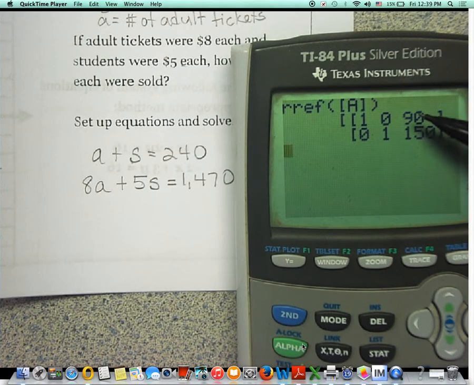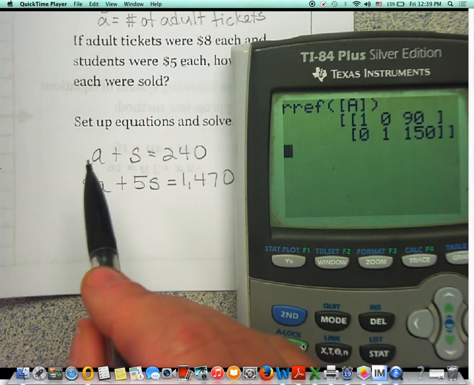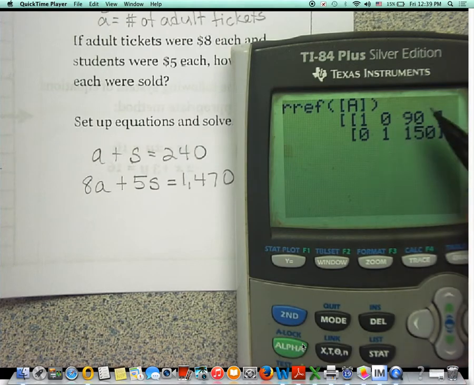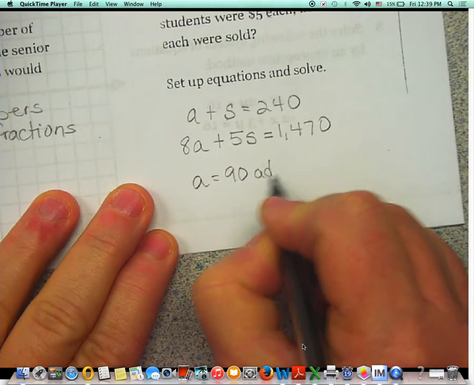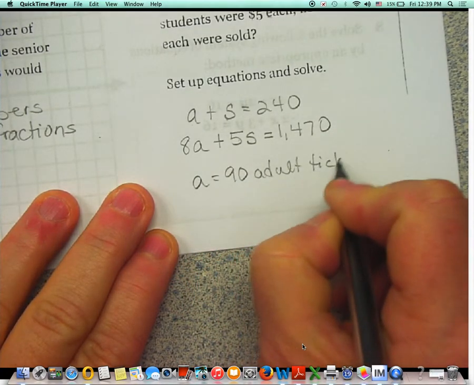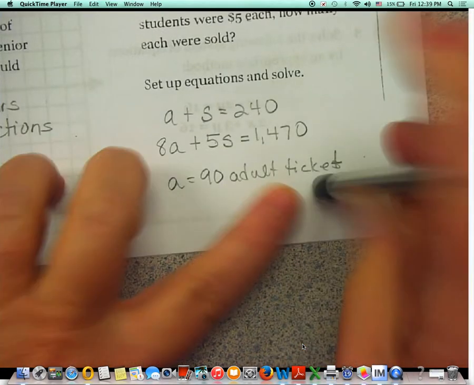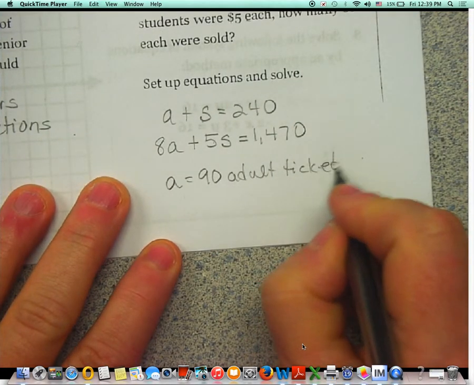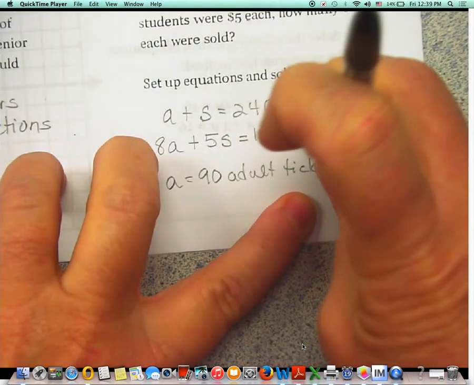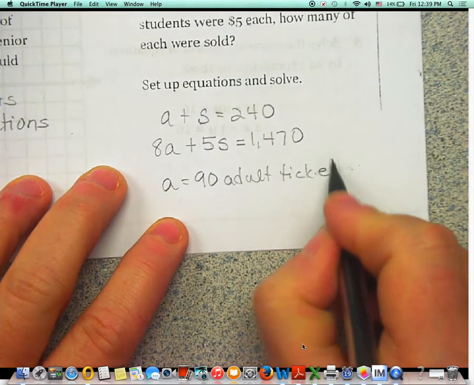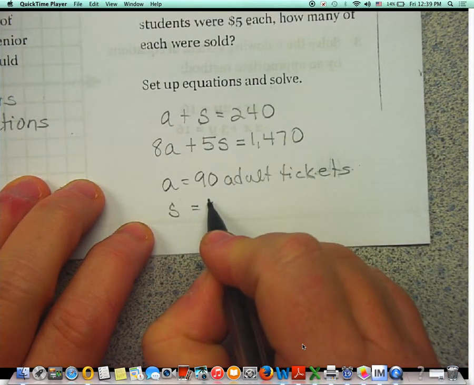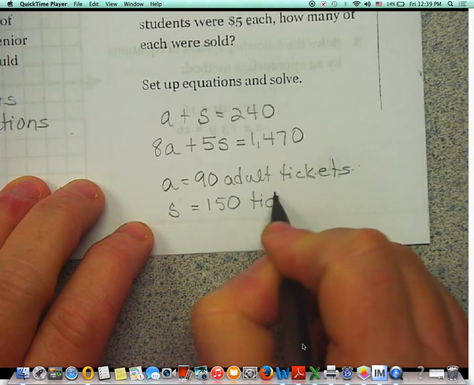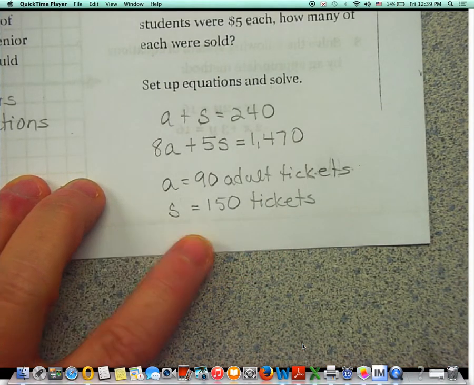That's good. So since A is our first one that we listed, then A is 90 and S is 150. Does that mean A is 90 adult tickets sold? Okay, let me see if I can spell tickets. Here we go. And S is 150 tickets. Now just to check it, this would be student tickets.